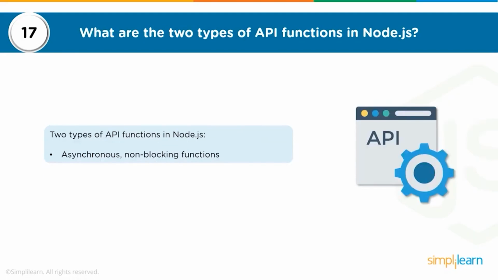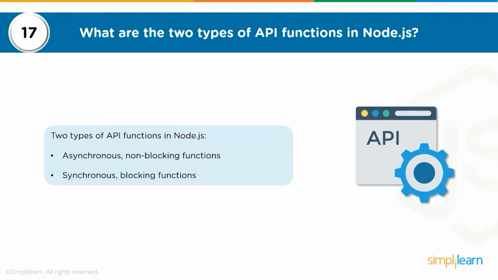Let's talk about the API functions in Node.js. There are two types. One is an asynchronous non-blocking function, and the second is a synchronous blocking function. The difference between the two is that with asynchronous, there is no structure to the order in which the API calls are resolved. Synchronous means that when the feedback from the API is received, you have to execute the responses in series, in the order they are sent to you.